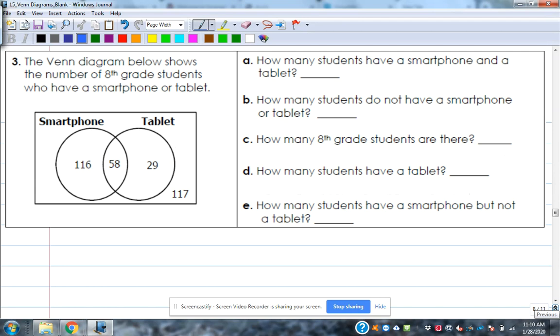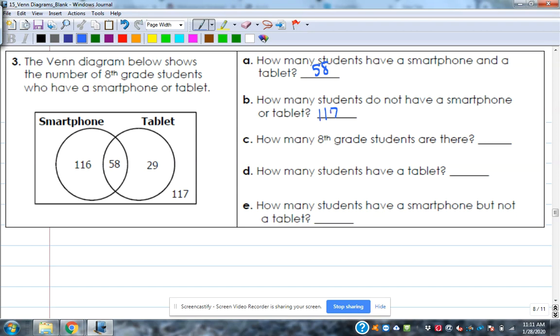Number 3. 8th grade students who have a smartphone or a tablet in that diagram there. How many students have a smartphone and a tablet? 58. Easy stuff. How many students do not have a smartphone or a tablet? Don't have a smartphone or a tablet. 117. That's the people that are outside of the circle. They don't fit into either one. 117, not 77. There we go.